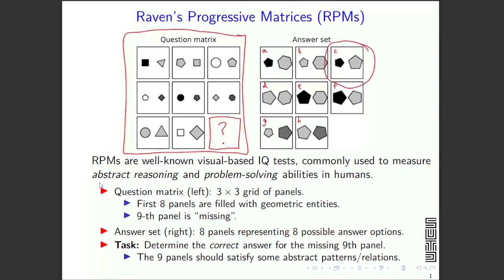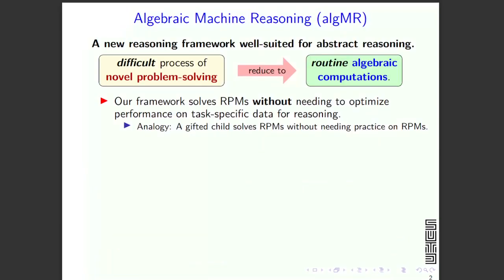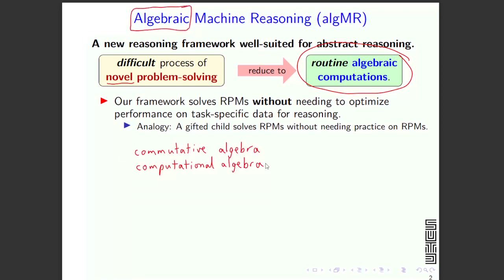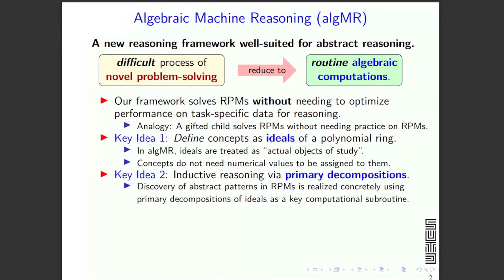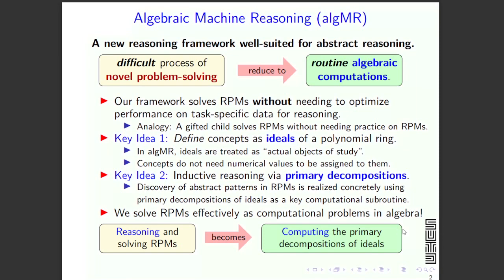Now, to get machines to do abstract reasoning and solve RPMs, we shall introduce what we call algebraic machine reasoning. The idea is that novel problem solving is reduced to routine algebraic computations. Here by novel, we mean that we can solve RPMs without having seen RPMs before. By algebraic, we mean commutative algebra and computational algebra, but not linear algebra. Instead, we use algebraic notions such as ideals and primary decompositions. Effectively, reasoning becomes computing the primary decompositions of ideals.